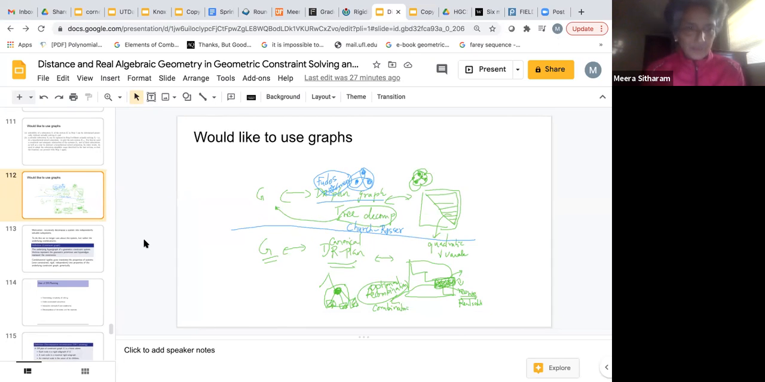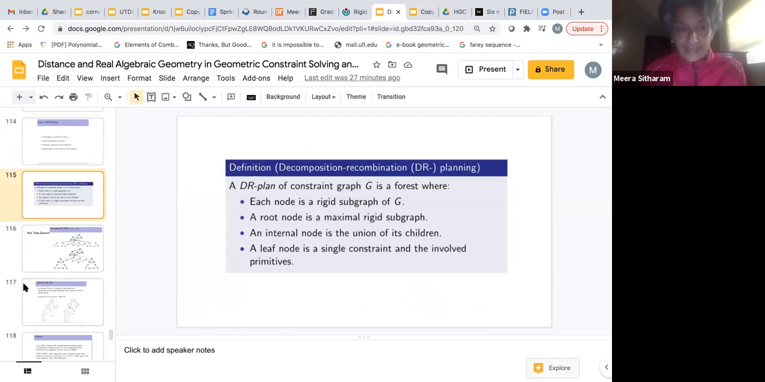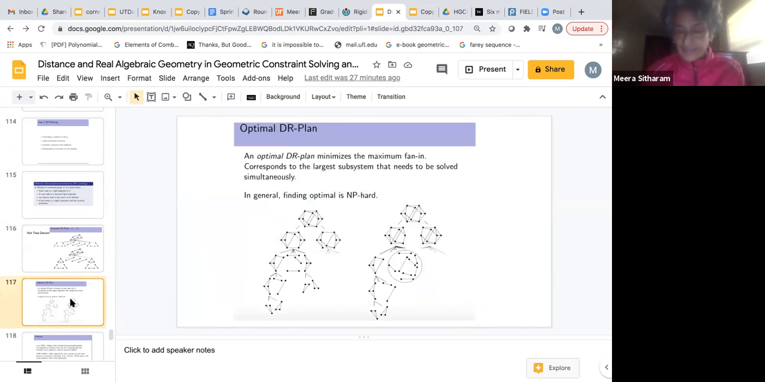I was planning to go in detail through the proofs of what we talked about last time, which is coming up with this canonical DR plan. Given a graph, how you come up with the canonical DR plan, given a graph that's independent in the corresponding dimensional rigidity matroid, why the canonical DR plan is automatically optimal.